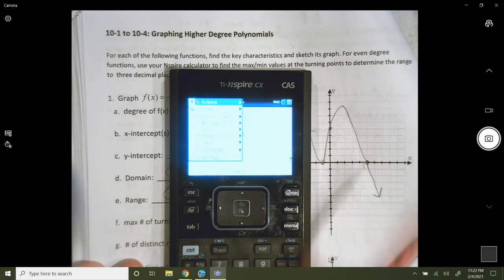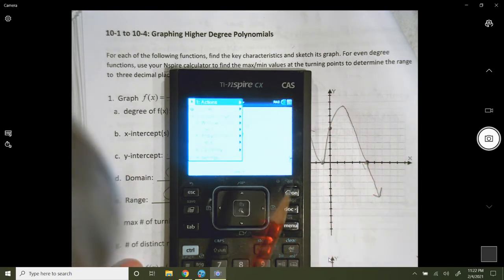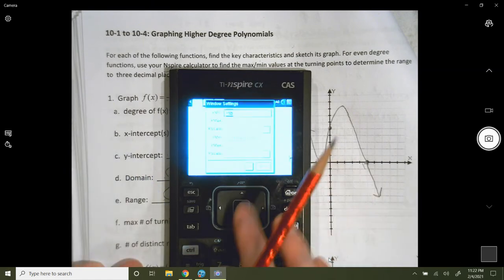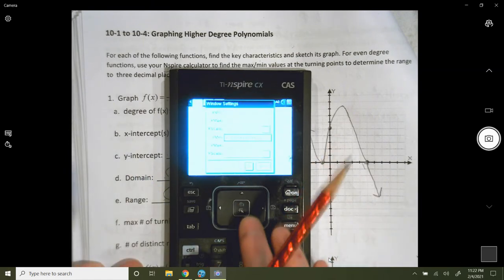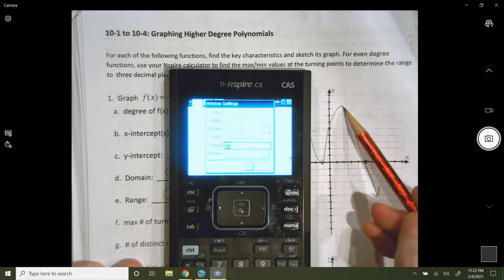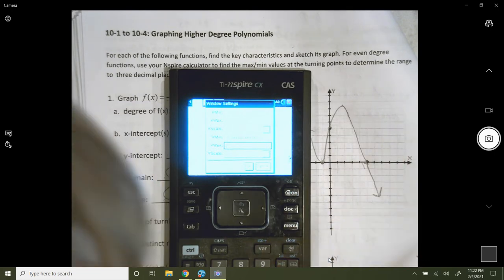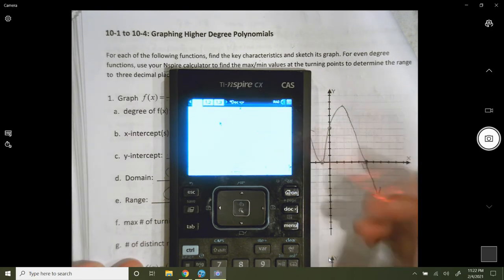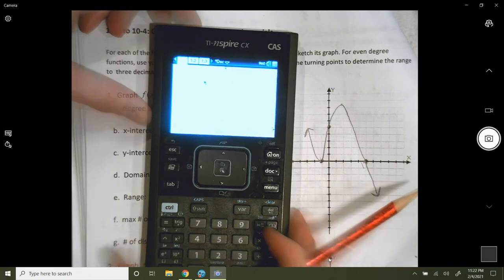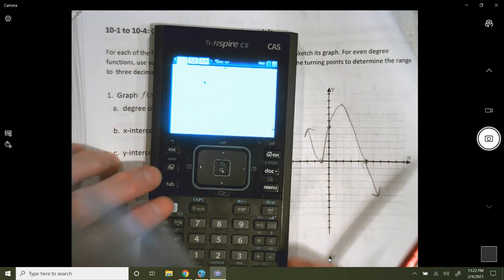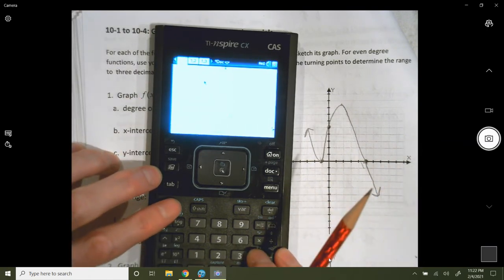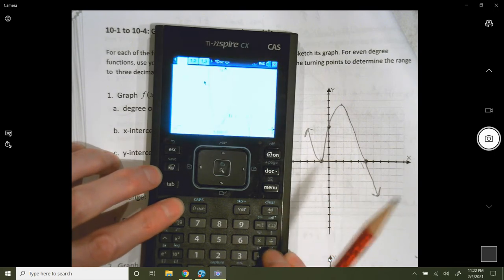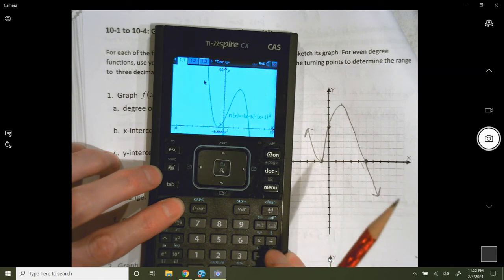Let's go back to menu. Number 4 for window, number 1. I want my y value. I want to see this turning point right here. How high up do I go for this turning point? Let's make it 50. Okay, so to find that turning point right there, oh no, let's see. There's a little bit of a glare here. I think I can adjust that, and you can see that a little better there.